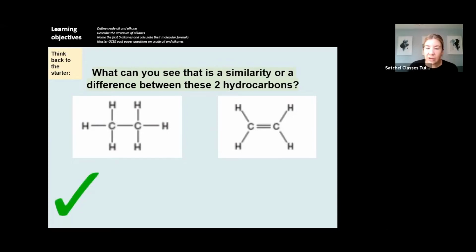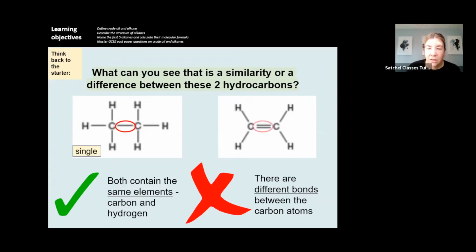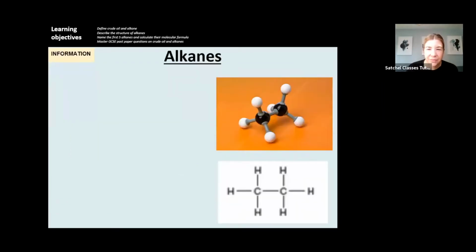Really well done. Both contain the same elements, carbon and hydrogen. There are different bonds between the carbon atoms. That is the main similarity and main difference. This is what I mean by bonds between the carbon atoms, single and double. If you want more explanation on the bonds, these are covalent bonds, and we use lines to represent covalent bonds. That can be found in the bonding topic.